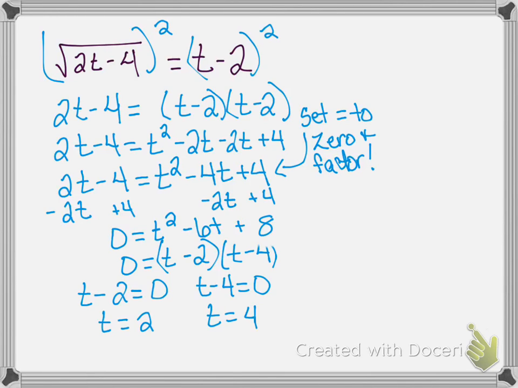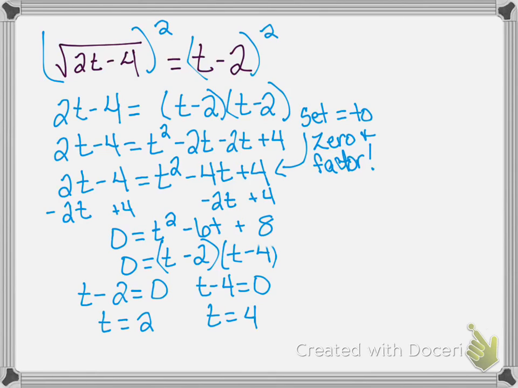T squared minus 6t plus 8 factors to t minus 2 and t minus 4. T minus 2 equals 0, t minus 4 equals 0. My solutions are 2 and 4. You aren't done. One of those might not work. They both might not work. We have to check them.